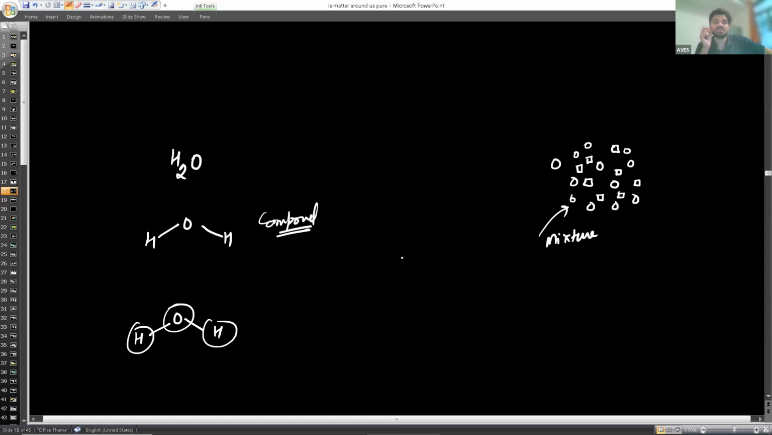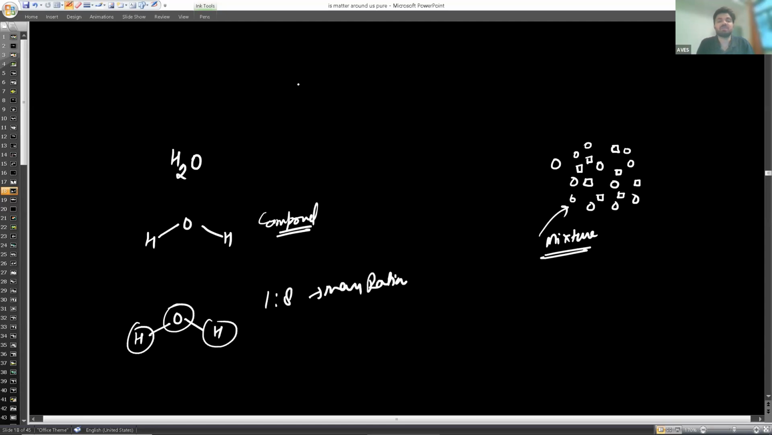If I'm talking about mixtures, in mixtures the elements or substances are not chemically combined. They are physically bound. They go into the intermolecular space between them, so we call them mixtures. In a compound, the elements are combined together in a fixed ratio by mass. For example, in every water molecule there are two hydrogen and one oxygen atoms, so the mass ratio of hydrogen to oxygen is 1:8.